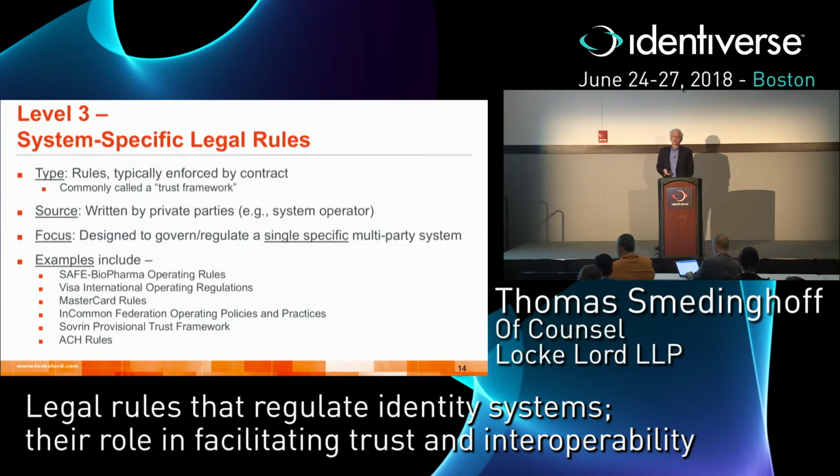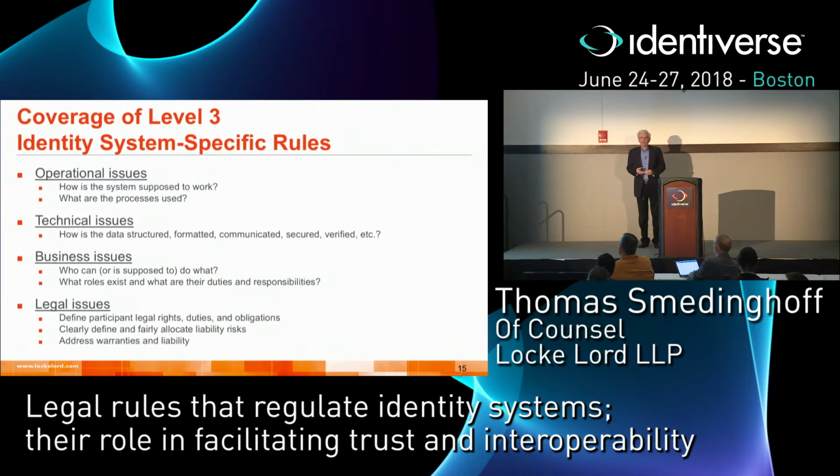But here's where I think the rubber meets the road, and here's the area you need to really focus on, and that's level 3. Level 3 are the rules specific to a particular identity system. So from the credit card perspective, think the Visa rules or the MasterCard rules. Same thing with identity systems. We're looking at rules for a particular identity system. They're typically written by the parties involved in the system. It might be the party that sets up the system. It might be a group of participants. There's a lot of different ways to do it. But the bottom line is they are focused on the particular system involved.